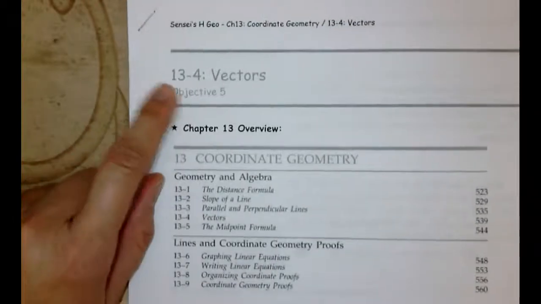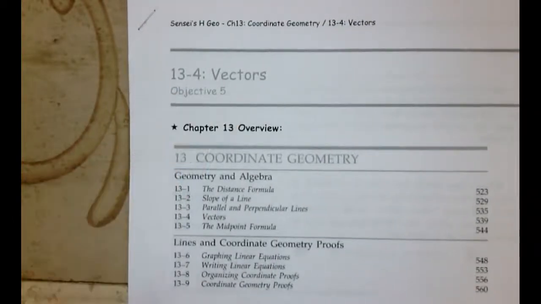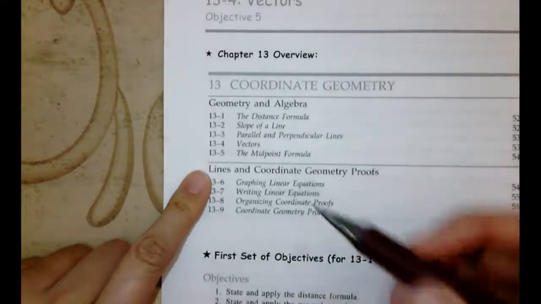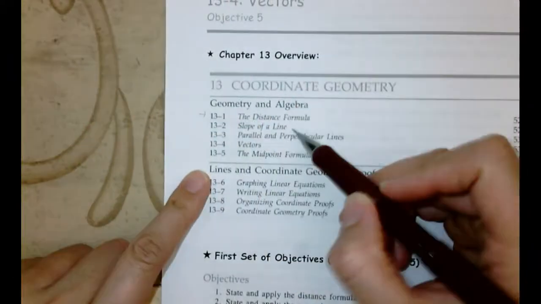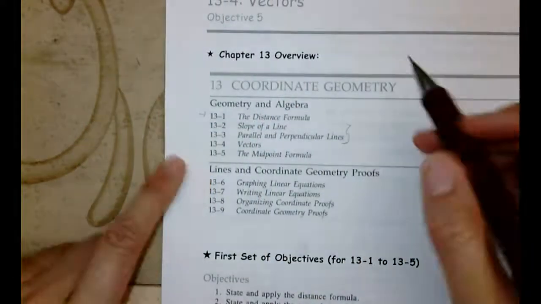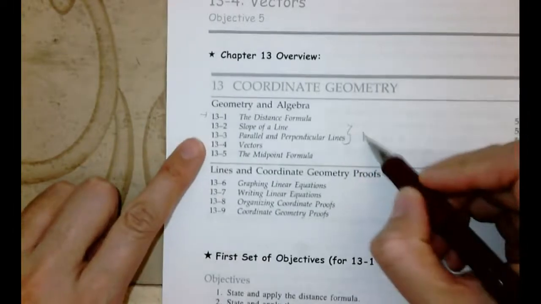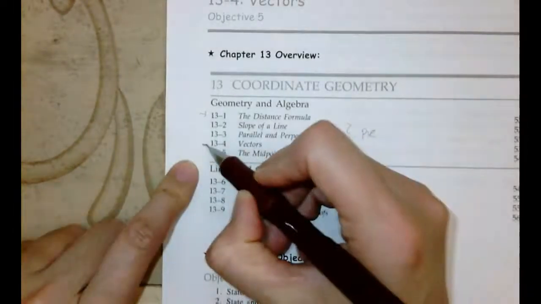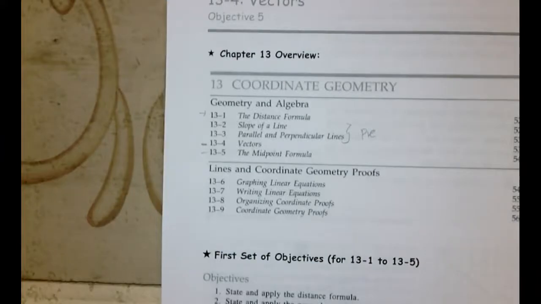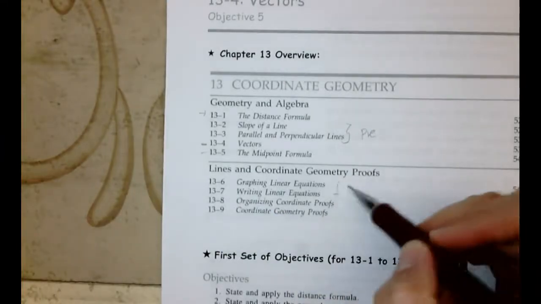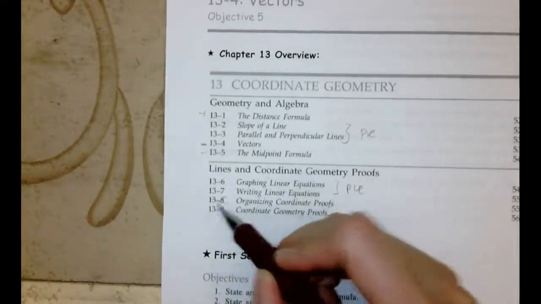Okay, this is 13.4 vectors. So we did this one, and these were in pre. We're here, and we have one more. Okay, and we did this in pre, and we are not doing this.